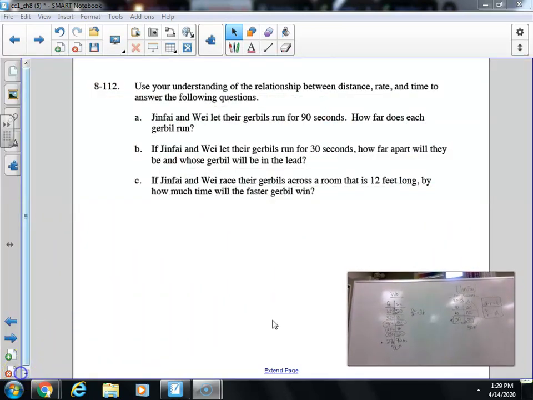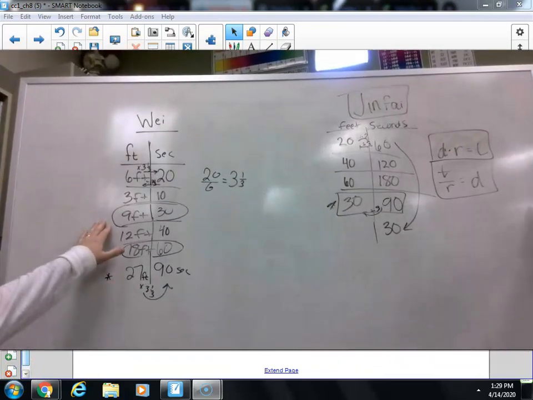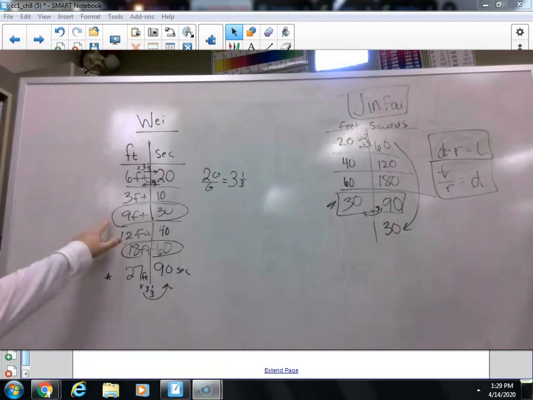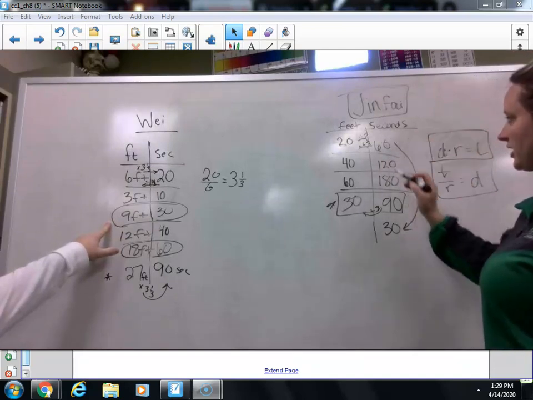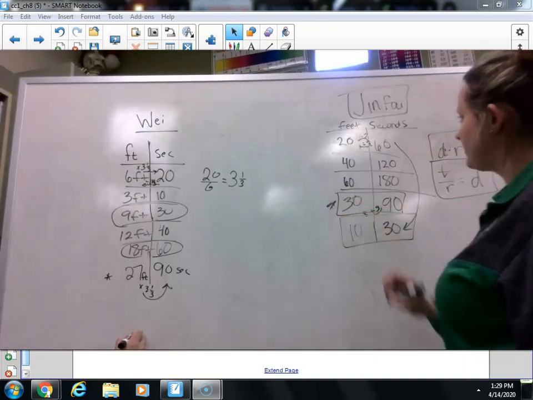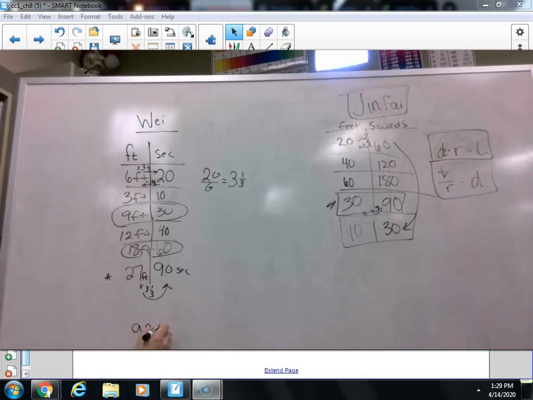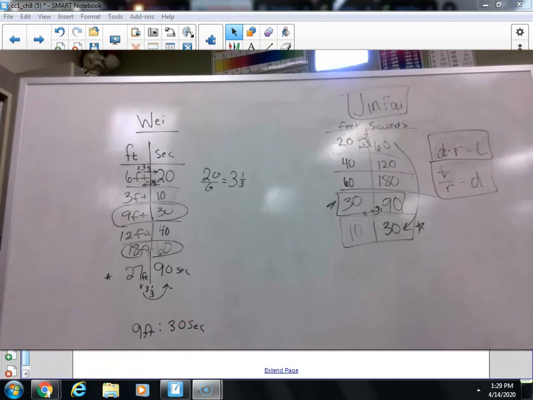So going back to letter B, if we let our gerbils run for 30 seconds, so Wei, my gerbil would be at 9 feet, and I have to convert mine. So I'm going to take my 60 seconds and divide it by 2 to get 30, and take 20 divided by 2 and get 10 feet. So mine ran 10 feet in 30 seconds. So mine would have gone 9 feet for every 30 seconds. And Miss Lanzo's Jinfei would have gone 10 feet in 30 seconds. So Jinfei still is ahead. So in 30 seconds, her gerbil went 1 foot farther.